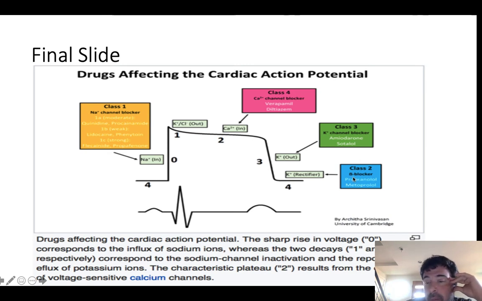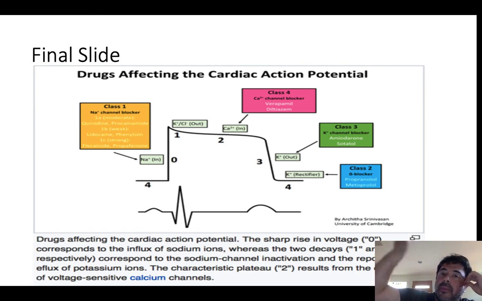Class two, beta blockers, right? So that's what that B blocker is. So you got your beta blockers. Beta blockers are going to block the beta 1 adrenergic receptors. If epinephrine or norepinephrine can't bind to a beta 1 adrenergic receptor, it's going to slow heart rate down.